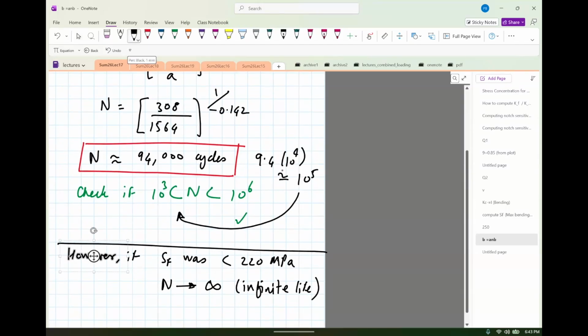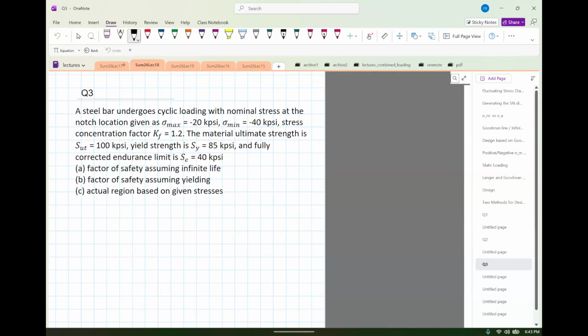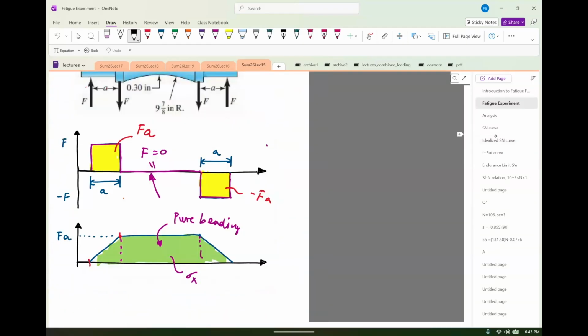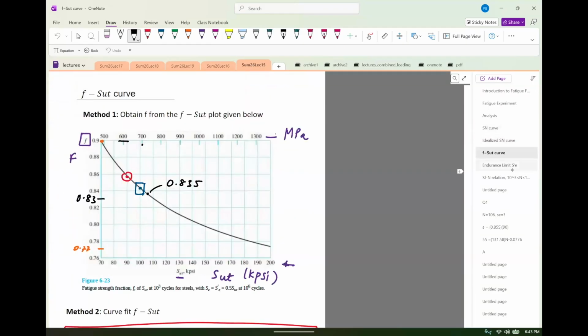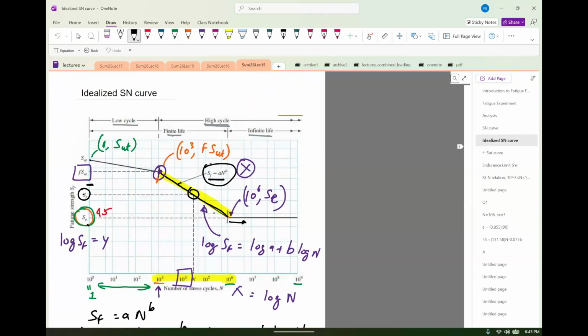If you find that N comes out to be less than 1000 though, now there is a problem because we have not really developed a formula for what happens when N is less than that. So if you get the SN curve, which is right here, we've developed the formula for this yellow region. We have not developed a formula for this region. What I would do is, instead of spending my time figuring out the exact value for N, if you find either that N is less than 1000, or that SF is between FSUT and SUT, then you know for sure it's going to be between 0 and 1000. In that case, I wouldn't even bother doing the calculation.